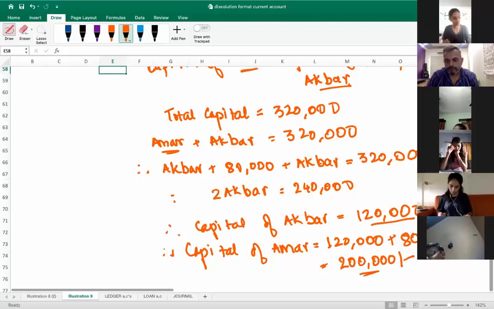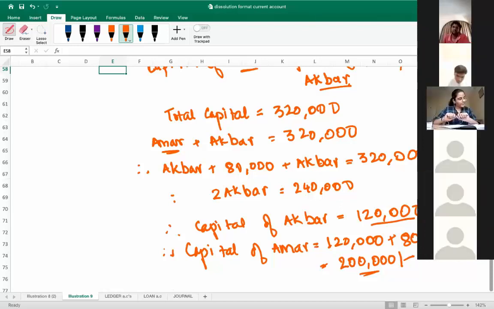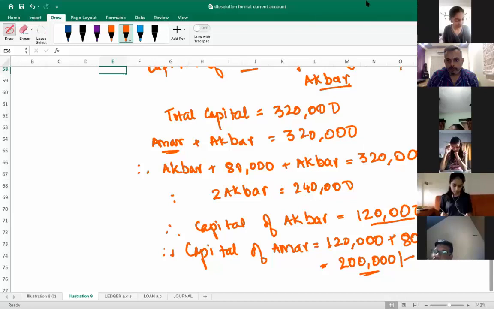All of you understood this working? किसी को कोई doubt? Okay.